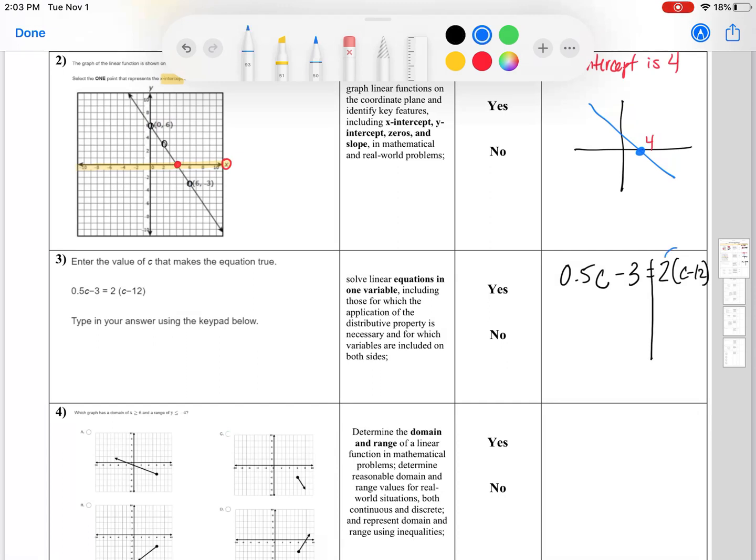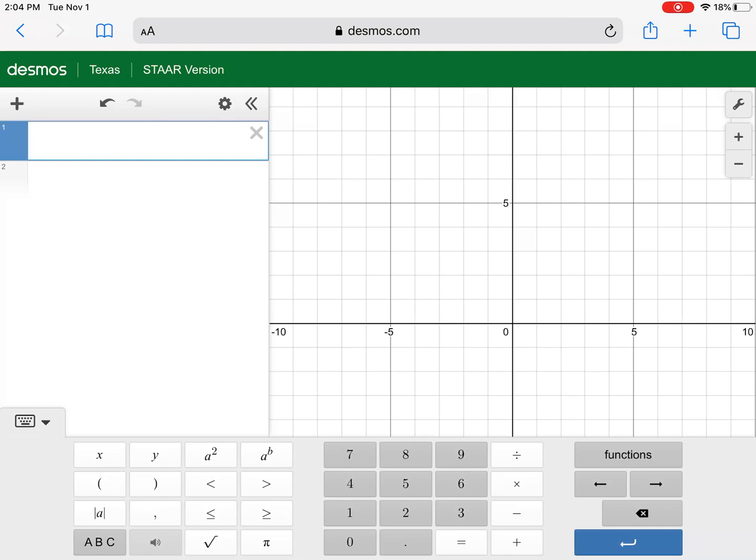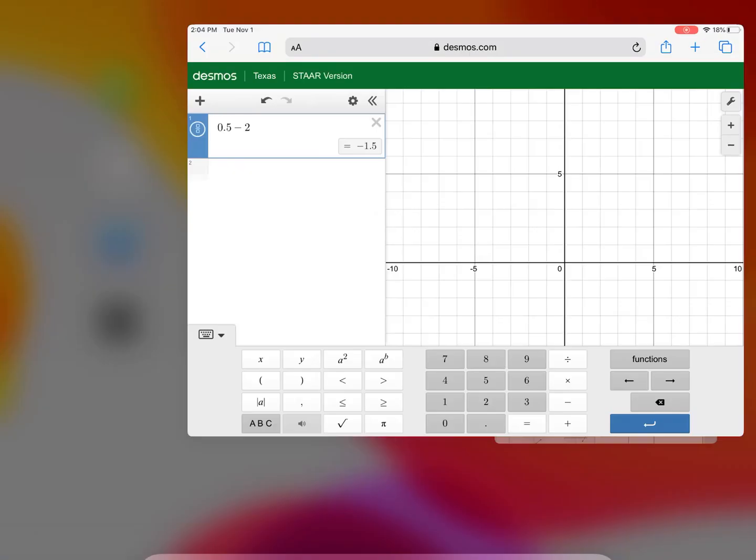So the first step we have is we need to distribute to get rid of parentheses. 2 times c is 2c. 2 times 12 is minus 24. Then on the left side, I just bring down the left. So the next step is I have to take my letter and I'm going to move it to the left. Minus 2c, minus 2c. Its like term is that c, so 0.5c minus 2c. If you don't know what that is, you can go to Desmos, 0.5 minus 2, and it says that the number is negative 1.5.